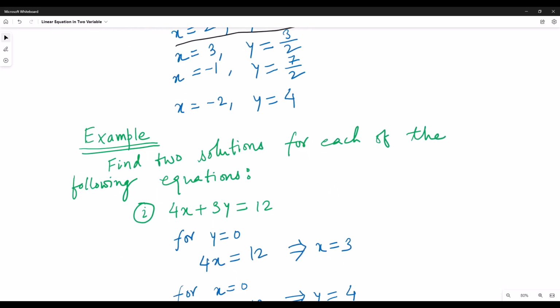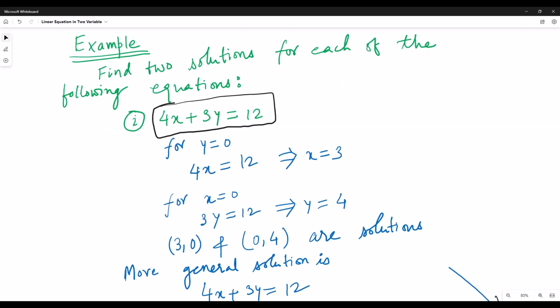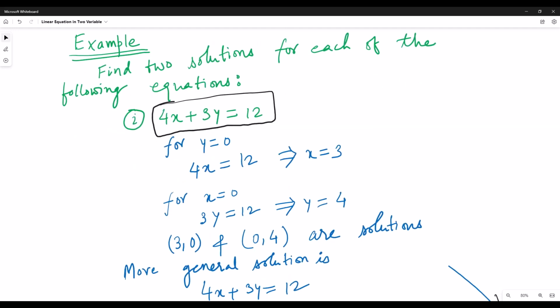Find two solutions for each of the following equations. You have been told to find only two solutions. So when it is told to find only two solutions, you just put one of the variables as 0, and you will get the value of the other one. So when y is 0, x is 3.